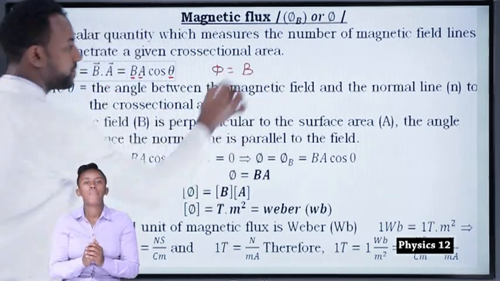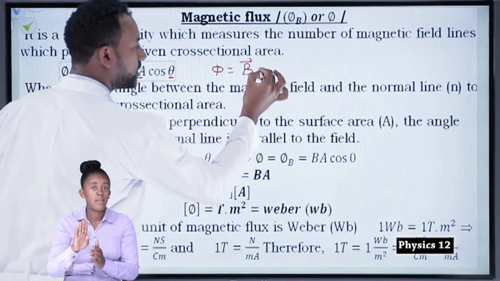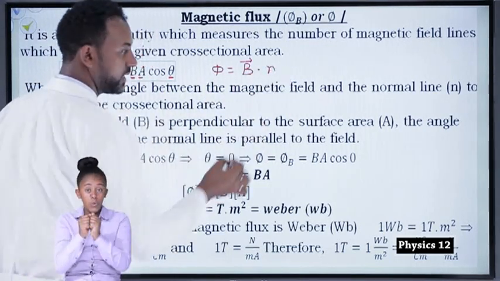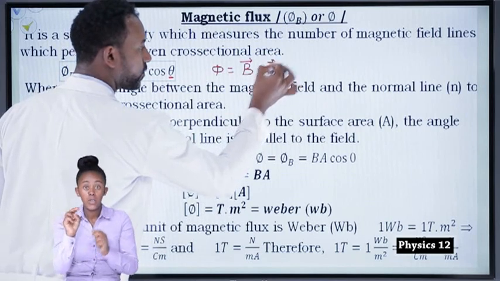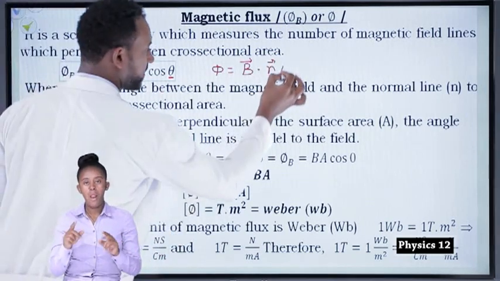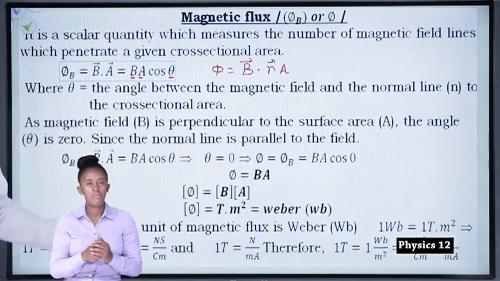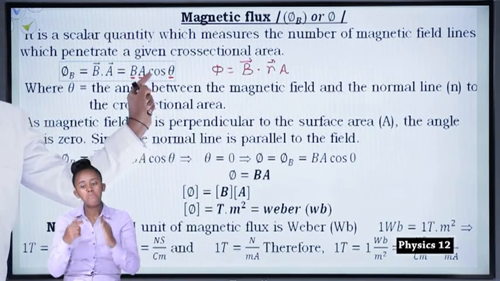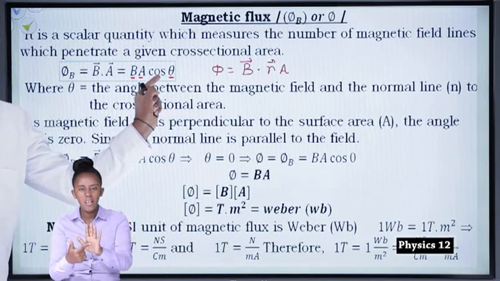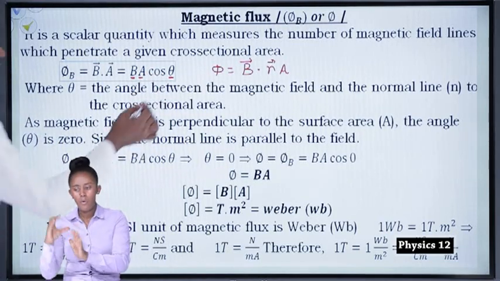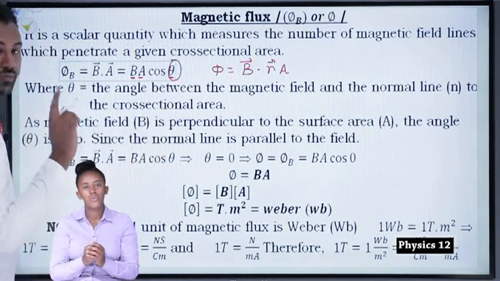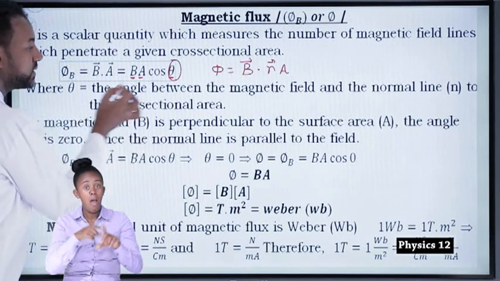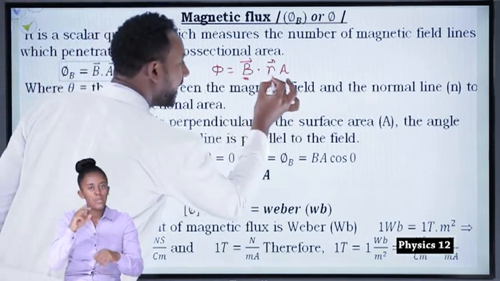Magnetic field B dotted with N, the normal line. They are making the normal line a vector times area. It's possible to use that. And sometimes some books use sine, and sometimes commonly use cos. Cos tells us that the angle theta is always the angle between the magnetic field and what?